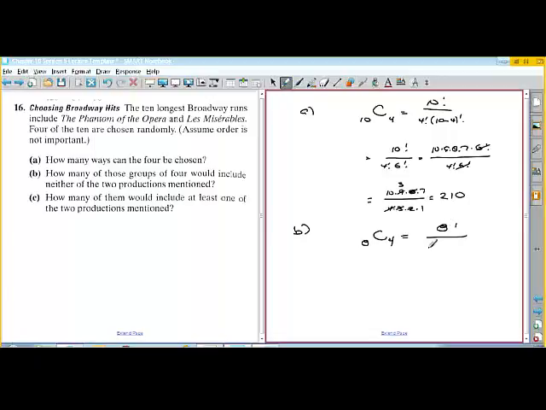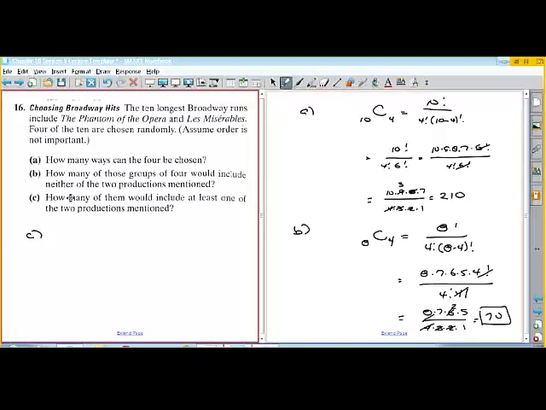So, but there's still 4 shows. So that'll be 8 factorial over 4 factorial times 8 minus 4 factorial, which is going to be 8 times 7 times 6 times 5 times 4 factorial divided by 4 factorial times 4 factorial. Those cancel out. I make sure I remember to write 4 factorial out and not just leave it as 4. So we have 4 times 3 times 2 times 1. Again, 4 times 2 is 8, so I can cancel those out. 6 divided by 3 is 2, so I get 70.